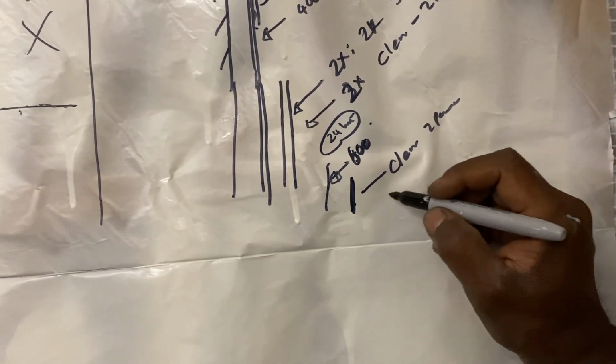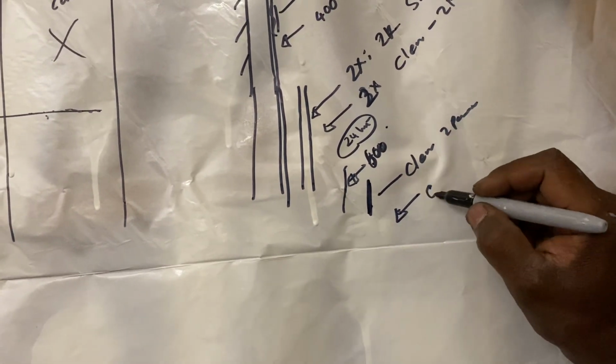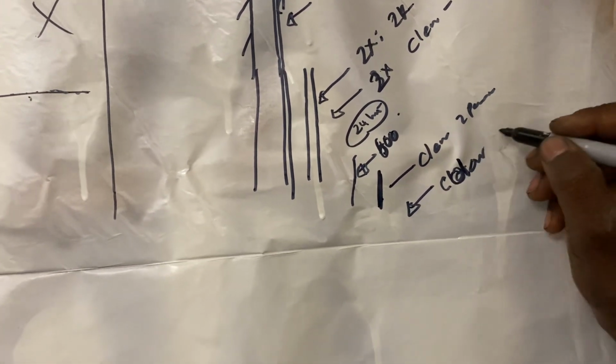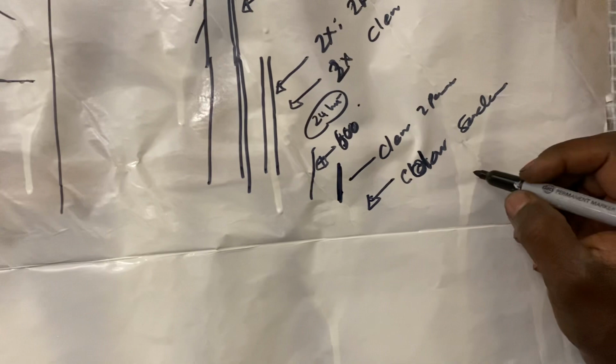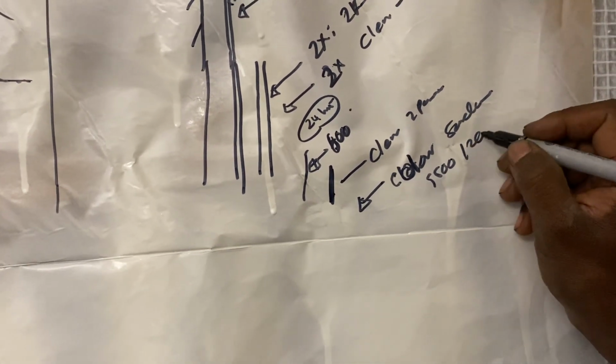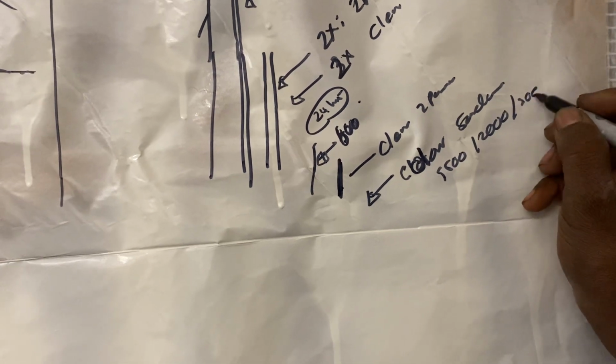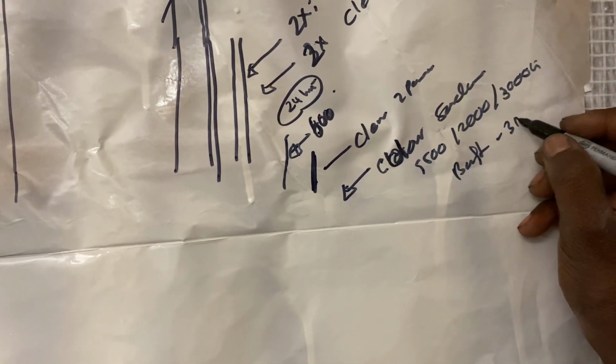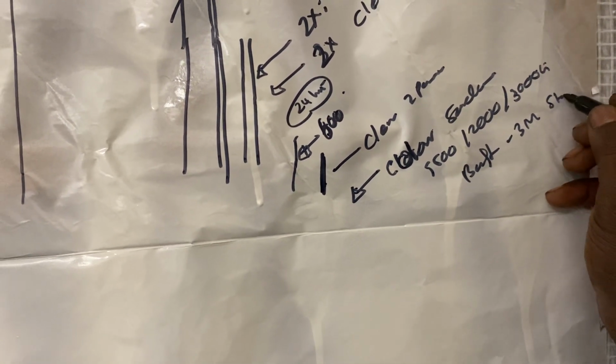And then after that, it's called color sand, which is just going with 1500, 2000, 3000 grit sandpaper, and then buff with 3M step 2.